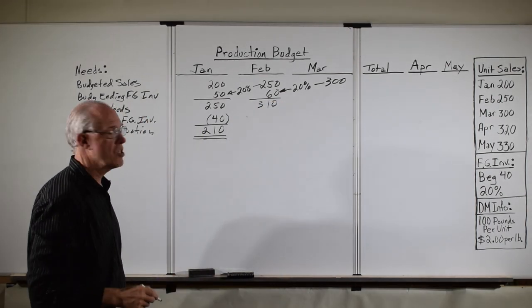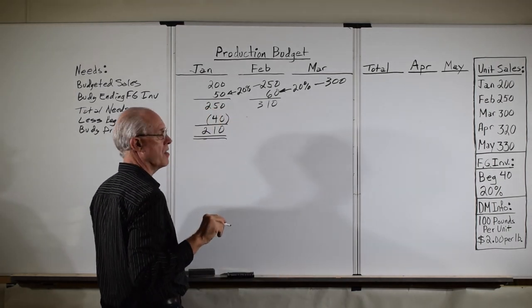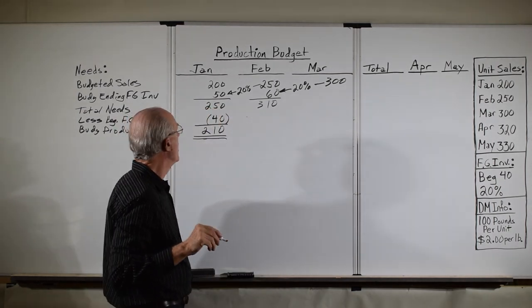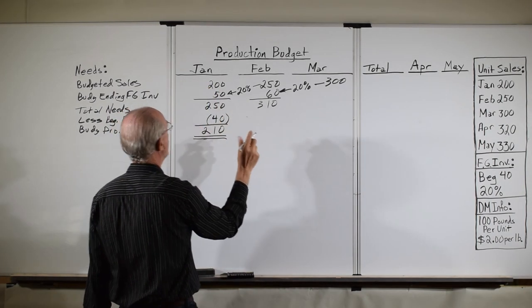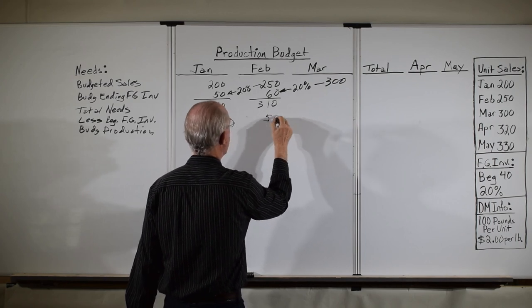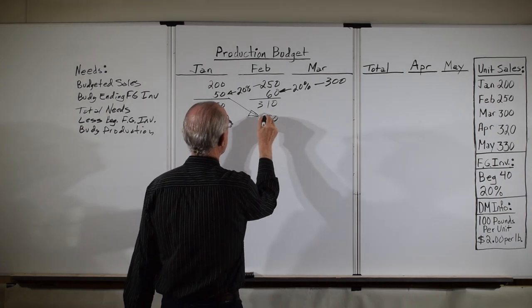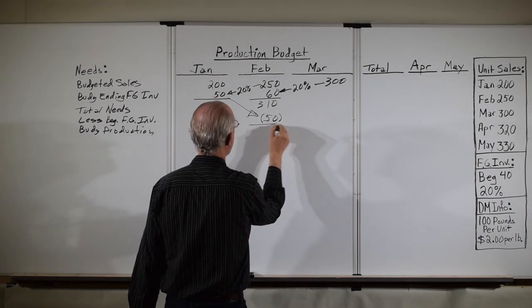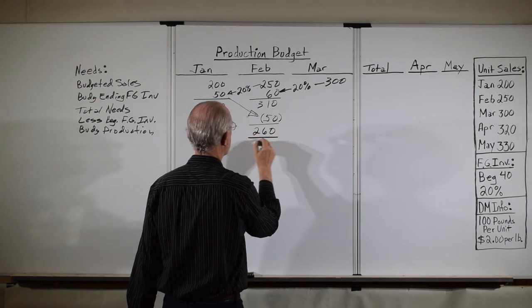Our beginning inventory that we're going to subtract is not the 40 units from the beginning inventory for January, but rather January's ending inventory becomes February's beginning inventory. So we're going to move the 50 units down here. Here we go. That's good. And we subtract that amount to get budgeted production of 260 units.